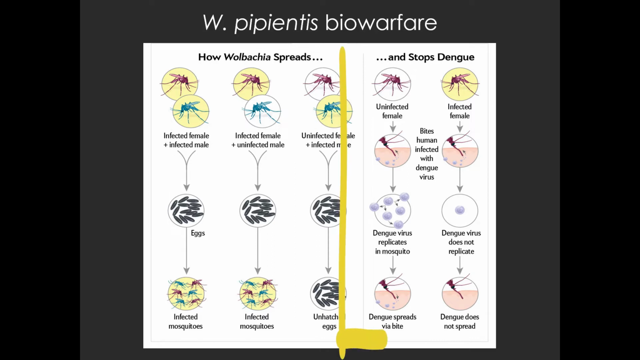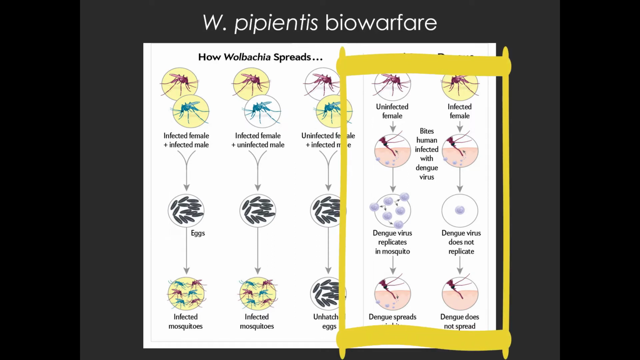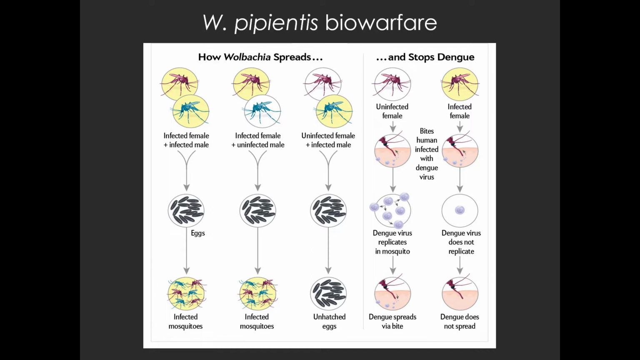So just to make that point again, the uninfected female who has no Wolbachia will bite a human who is infected with dengue virus. That dengue virus will be taken up into the mosquito's body. It will replicate within the mosquito's body, and then when the mosquito takes her next blood meal, she will inject those dengue fever viruses into the second host, thereby transmitting dengue fever.